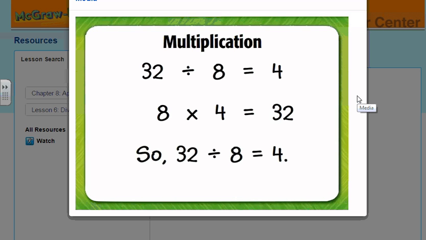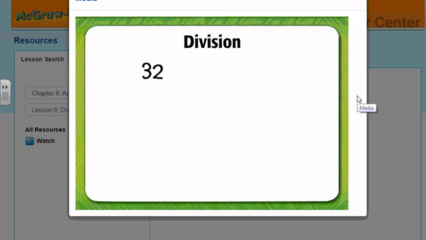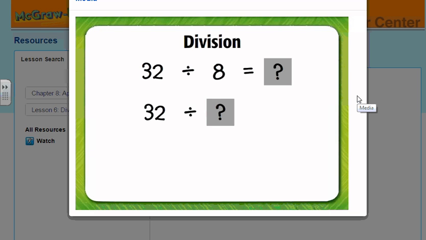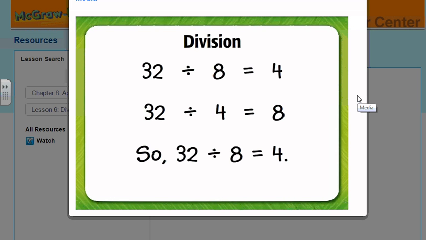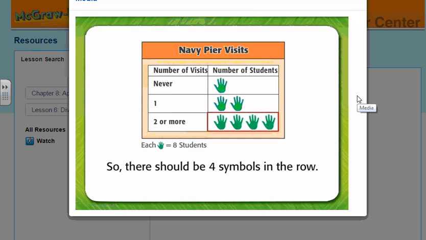Another way to find a quotient is to use division. 32 divided by 8 equals what number? We'll use a related division fact. 32 divided by what number equals 8? 32 divided by 4 equals 8. So 32 divided by 8 equals 4. So there should be 4 symbols in the row.